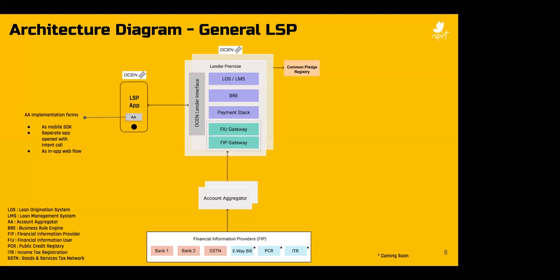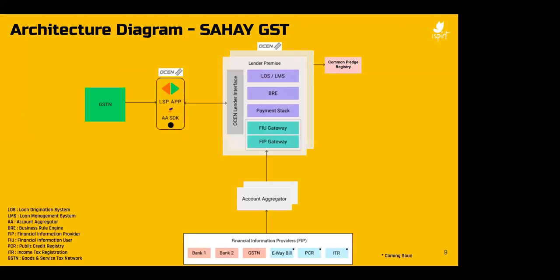If I could, from this general LSP architecture diagram, shift our focus to the Sahay GST application architecture diagram that we had given a demo of a while back, you would observe that broadly, the components remain the same here, with a couple of differences. So Sahay GST, just for a quick recap, is a specific implementation.